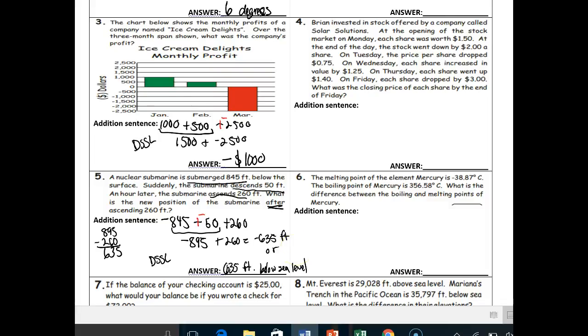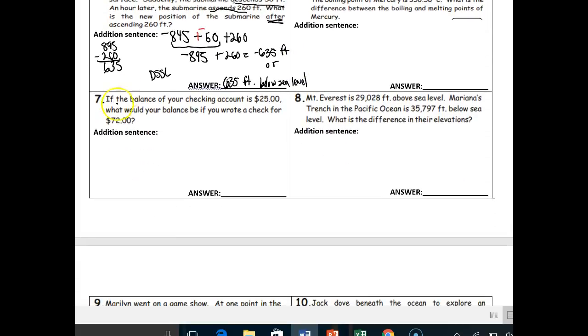That would be redundant. Number 7, if the balance in your checking account is $25, so you have 25, sorry, I meant to underline that. What would your balance be if you wrote a check for $72? Writing a check is you losing money, right? You're giving money away. So plus a negative, this is DSSL.